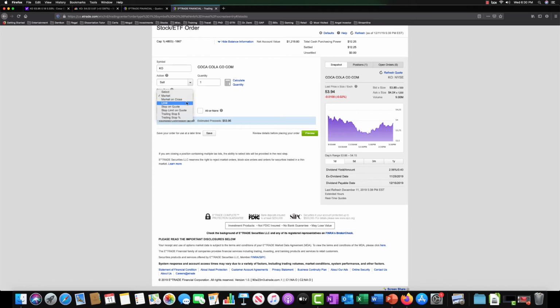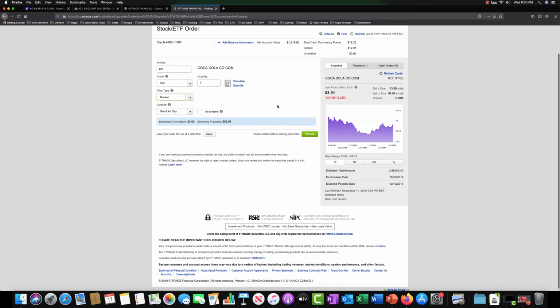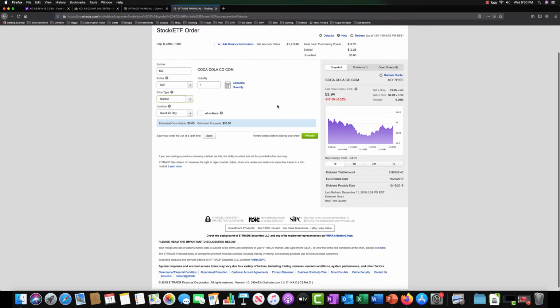So if I'm selling at a limit, I'm saying don't sell this share until it reaches, let's say it's $53.94, unless it reaches $54.50. Until it reaches that, don't sell it. And it will sit out there for as long as you tell it, for the duration. And once it reaches your limit, then it will sell that stock. And it's that simple. So like I said, no matter what tool you're using, this is the basics of what you're going to be doing.